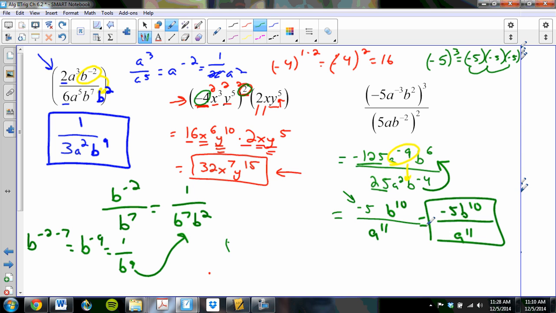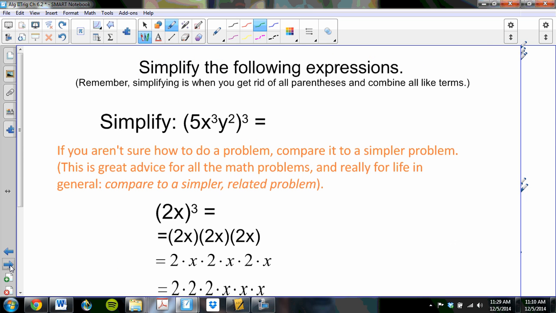And that I could also check by plugging in 2 for a and 3 for b, and doing it in the first problem and then the result and see what I end up with. Let's see. Did we do something like this question? Yes, this is review. This is review. Last thing we'll do, simplifying.